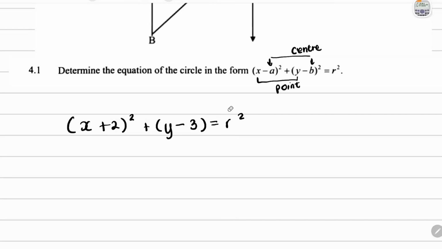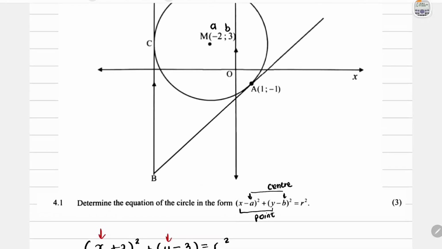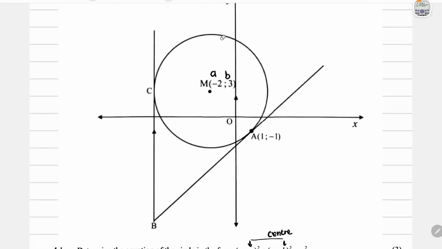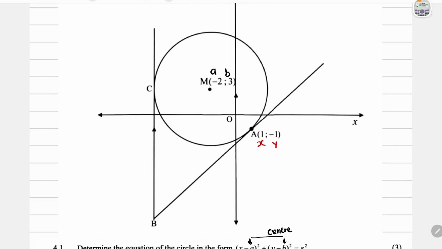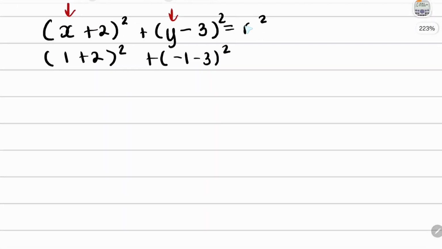So you see now that R squared is the only thing missing. So to find that, you have to substitute a point so that those are filled, and we'll be able to find exactly what R squared is. So let's go ahead and find a point that lies on this circle, which would be A. So that is our X and our Y value. So substitute 1 and -1. So we are saying 1 plus 2 all squared plus -1 minus 3 all squared. Sorry about that, I forgot that squared. Is equal to R squared.